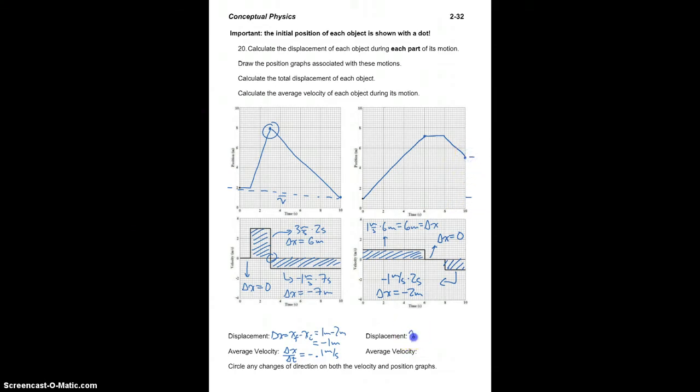So xf minus xi is 5 meters minus 1 meter, which is 4 meters. The average velocity, delta x over delta t, is also the slope of this line: 4 meters in 10 seconds, 0.4 meters per second. There is also a direction change here. We go from forward to stopped to backwards, so across this area we change direction.